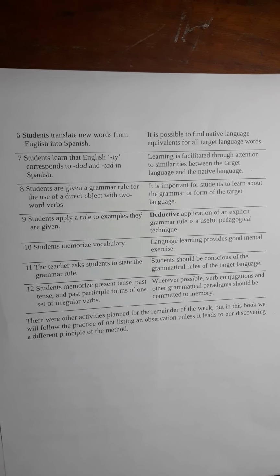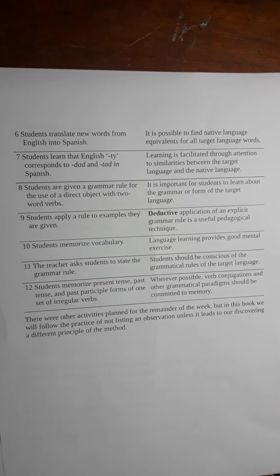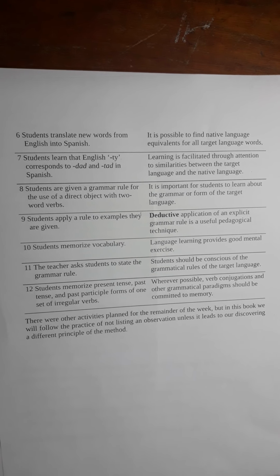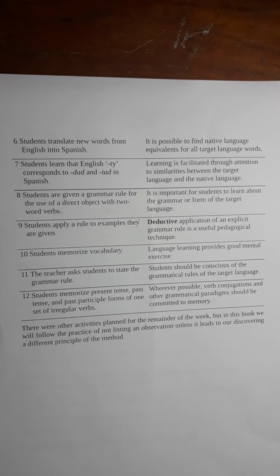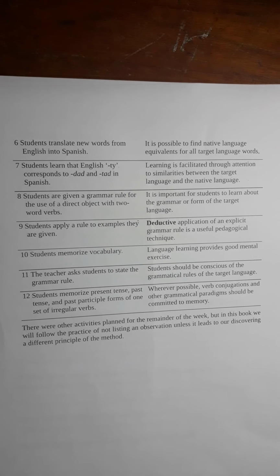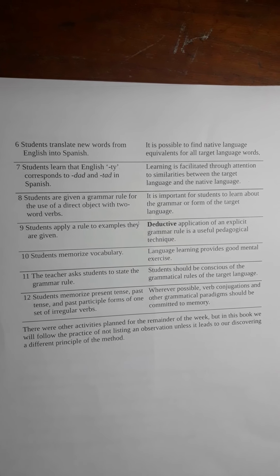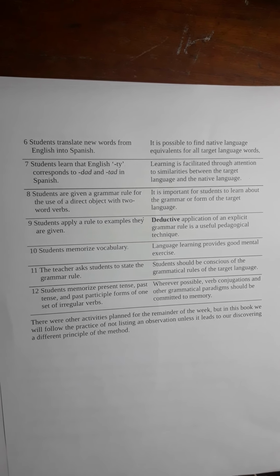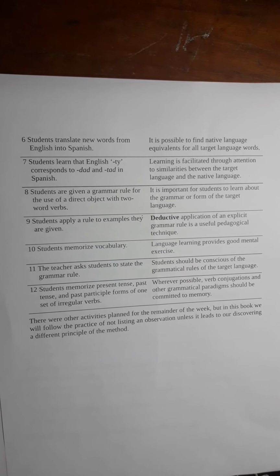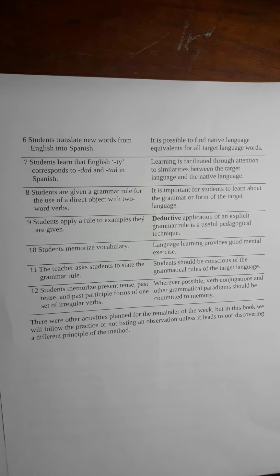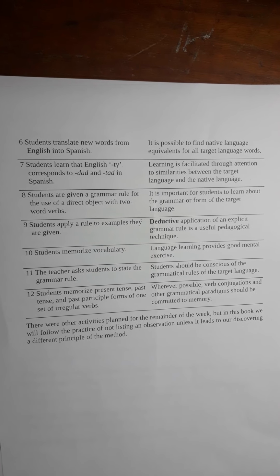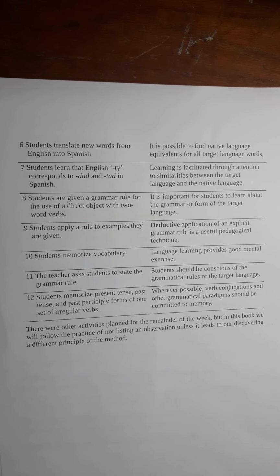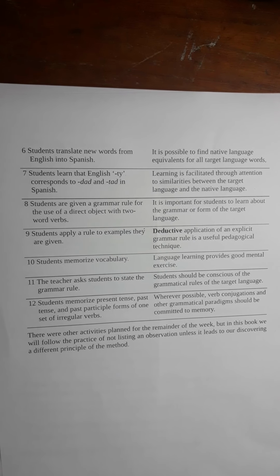Item 8. The students are given a grammar rule for use of a direct object with two-word verbs. In this case, it is important to mention the way in which grammatical rules are explained according to the grammar translation method. Explanation of grammar is done deductively. The grammatical rules are introduced deductively. The students are presented with rules and asked to memorize the rules and sometimes state the rules. Then they are given the chance to apply these rules in examples.